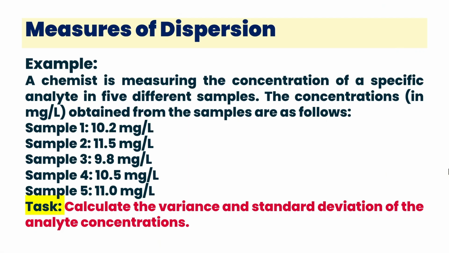So for example, a chemist is measuring the concentration of a specific analyte in 5 different samples. The concentrations in milligrams per liter obtained from the samples are as follows. Sample 1 is 10.2, sample 2 is 11.5, 9.8, 10.5, 11.0. Let's calculate the variance and standard deviation of the analyte concentration.